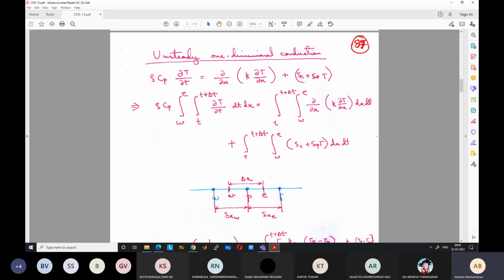For example, how to treat the thermal conductivity, how to linearize the source term, and how to calculate the interface values, so how to interpolate and find the interface fluxes. Based on this, we should be able to solve or discretize any 1D diffusion type of problem, even if there is any source term, non-linear source term also.